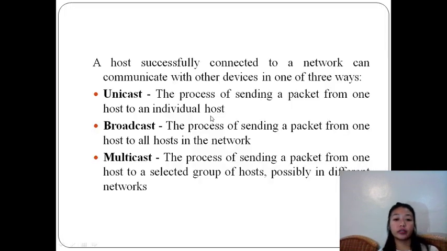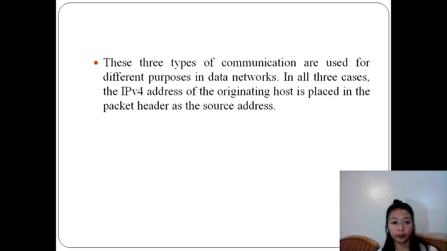A host successfully connected to a network can communicate with other devices in one of three ways. The first one is unicast, the process of sending a packet from one host to an individual host. Then the broadcast, the process of sending a packet from one host to all hosts in the network. Then the last one is multicast, the process of sending a packet from one host to a selected group of hosts, possibly in different networks.